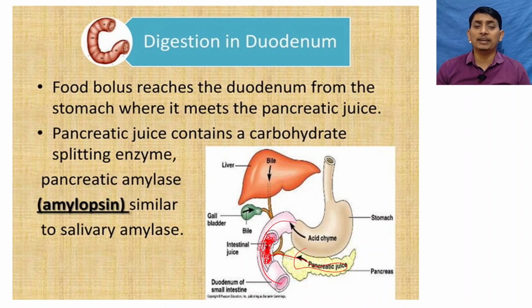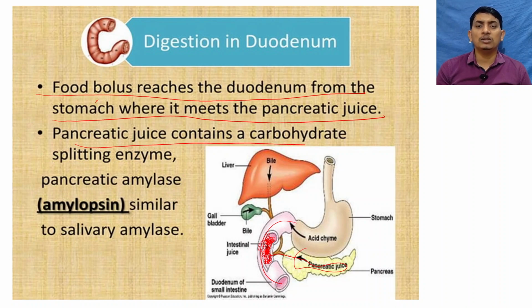here. Mainly disaccharides are converted. So the food bolus reaches the duodenum from the stomach, where it meets the pancreatic juice. Pancreatic juice consists of carbohydrate splitting enzymes, and we already discussed that. That is called pancreatic amylase. Its action is very similar to the salivary amylase, but it gets more time.